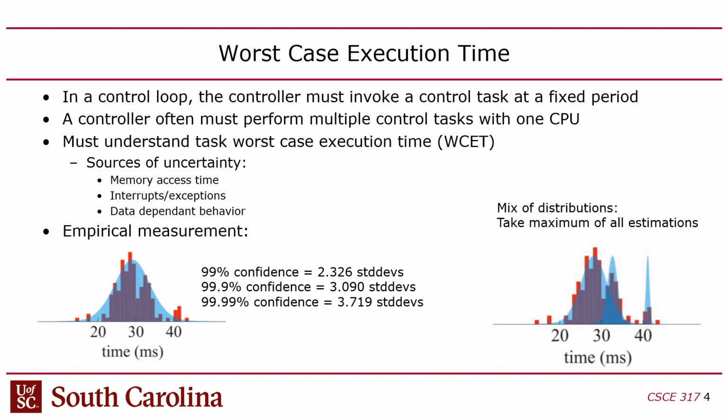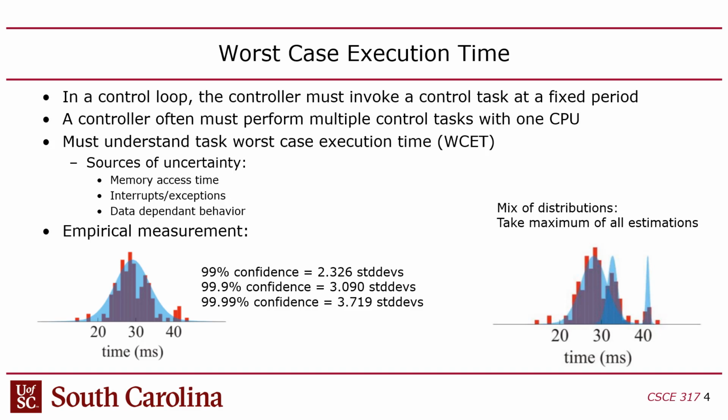Sometimes you'll see that the execution time distribution follows a Gaussian normal distribution. Or sometimes it might be an exponential distribution. But let's just assume that it's a normal distribution. You can calculate the mean and the standard deviation. And when you calculate the worst case execution time, what you're basically doing is taking the mean and adding some number of standard deviations to that mean.